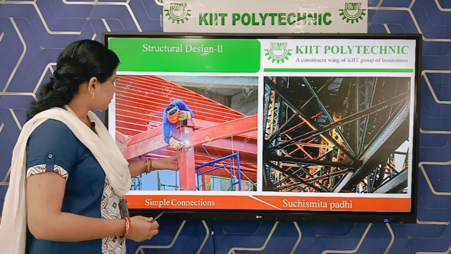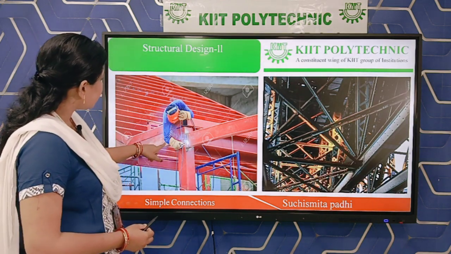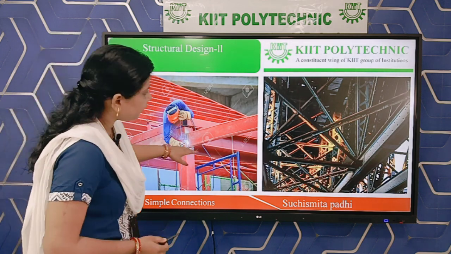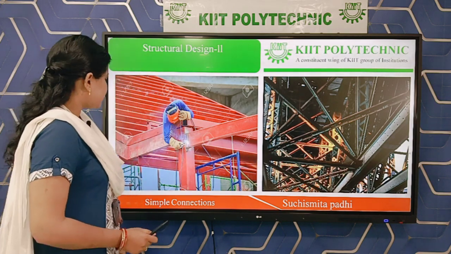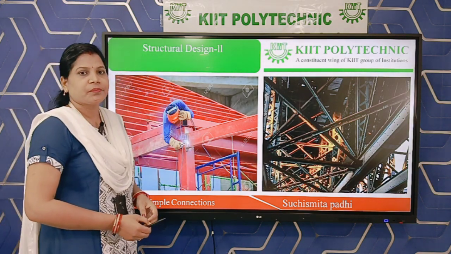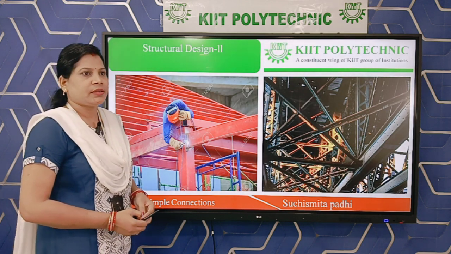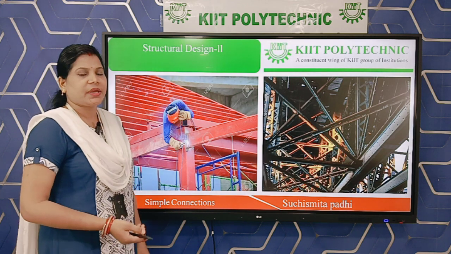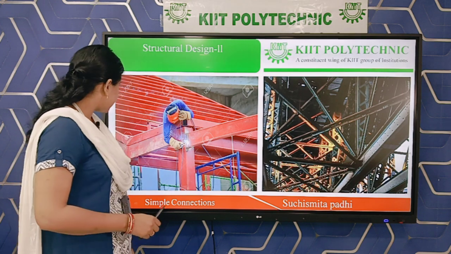So these are some images of steel structures. Here, see in this image, the man is holding, and this is another image. So let's start simple connection. What are the types of simple connection, and what are the methods by which we connect the members in case of steel structures? Let us start the first slide.